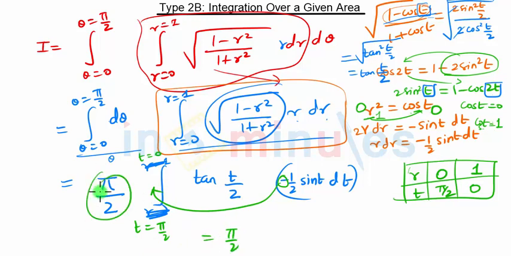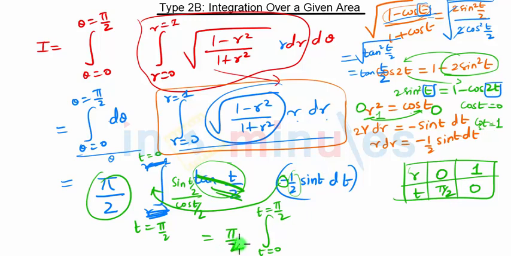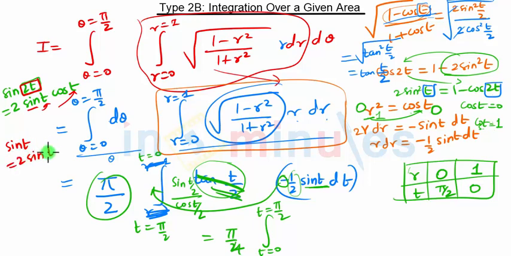So this pi by 2 will remain as it is. Integration of t equal to 0 to pi by 2, and this tan t by 2 we can write as sin t by 2 upon cos t by 2, and this half we are taking outside, so pi by 4. Sin t, what is sin 2t? Sin 2t is 2 sin t cos t. Similarly, sin t will be 2 sine t by 2 cos t by 2. So instead of this sin t, we can write 2 sin t by 2 cos t by 2.